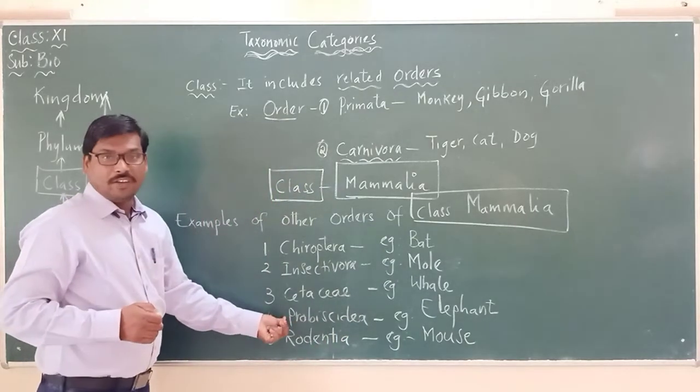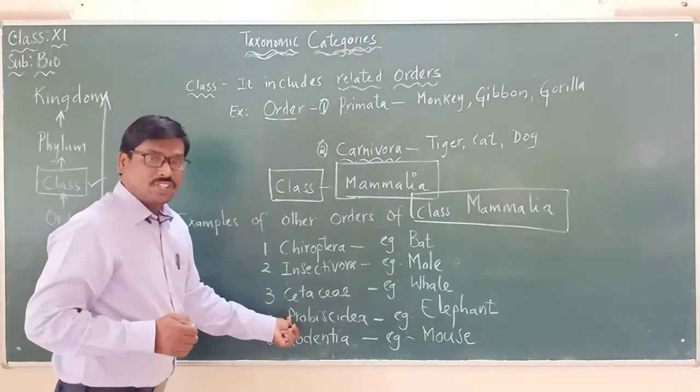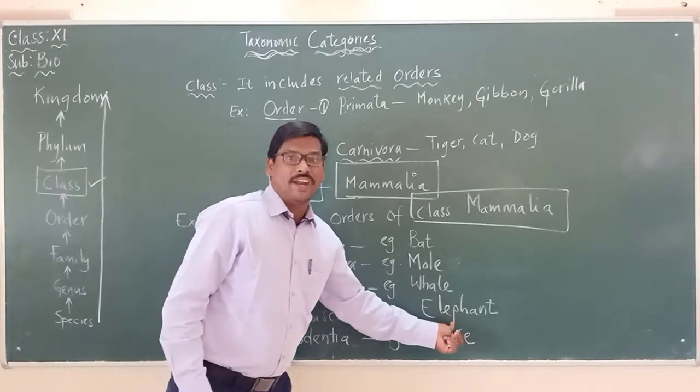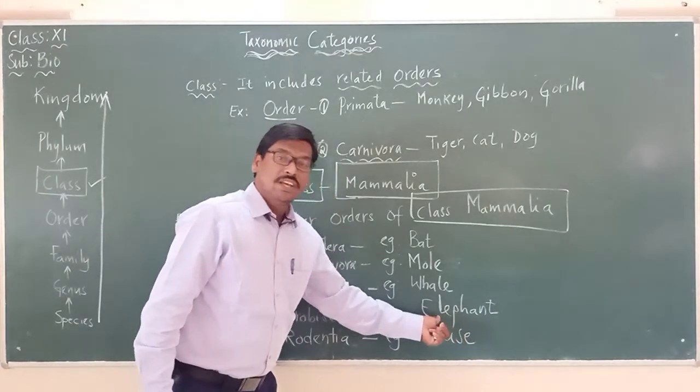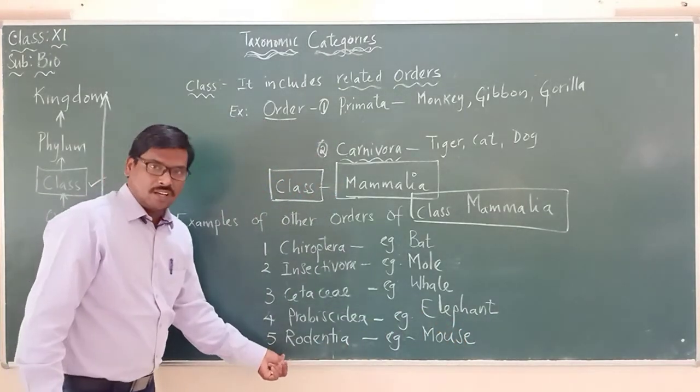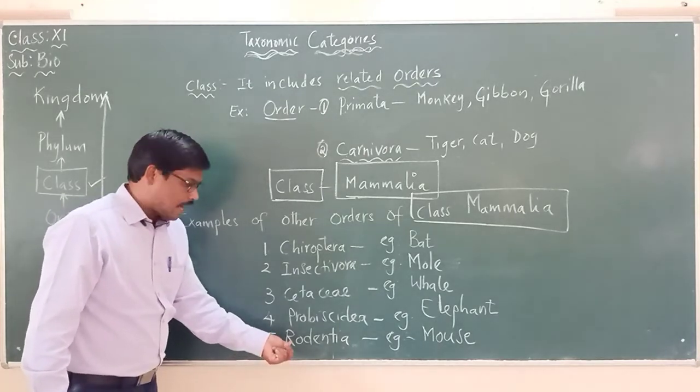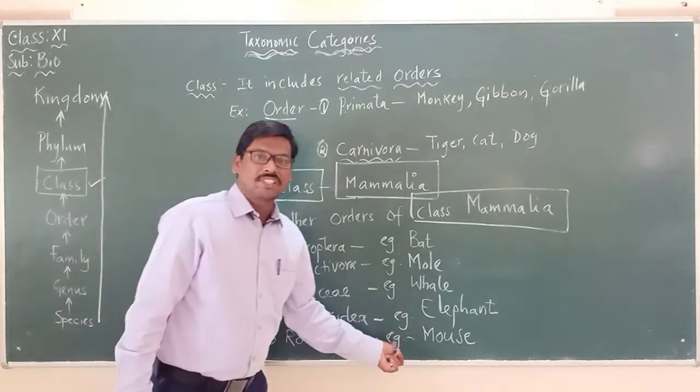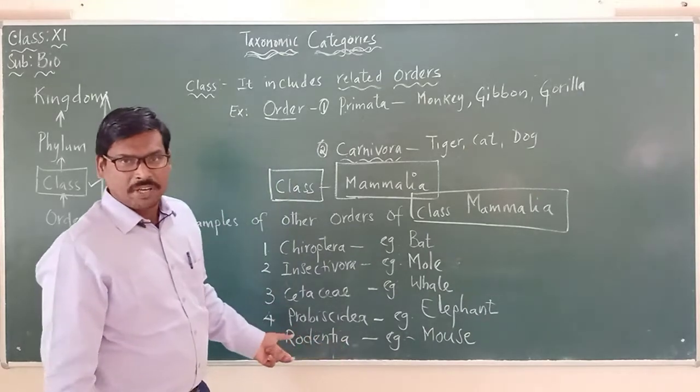So in the Proboscideae, the best example is elephant. And Rodentia, this is another order. Another order called Rodentia. The best example is mouse.